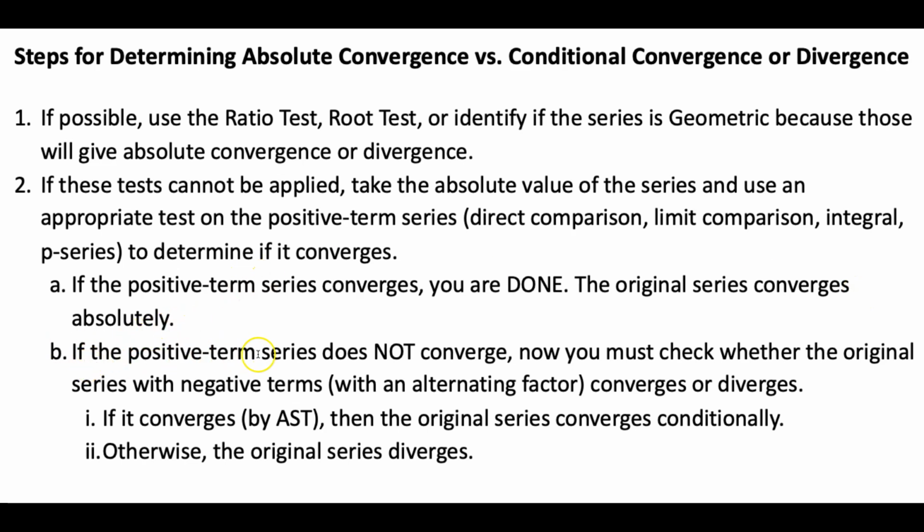If the positive term series does not converge, now you must check whether the original series with negative terms, with an alternating factor, converges or diverges. So if it converges by the alternating series test, then the original series converges conditionally. Otherwise, the original series diverges.